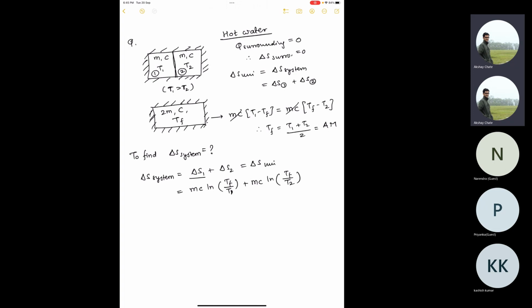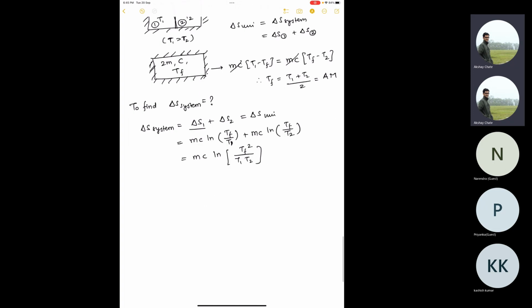So now you can just put these terms together. It becomes Tf square by T1 T2, right? But this doesn't give you any insight. The whole point of doing this exercise was to slightly modify this thing. One second. Tf by root T1 T2, correct?